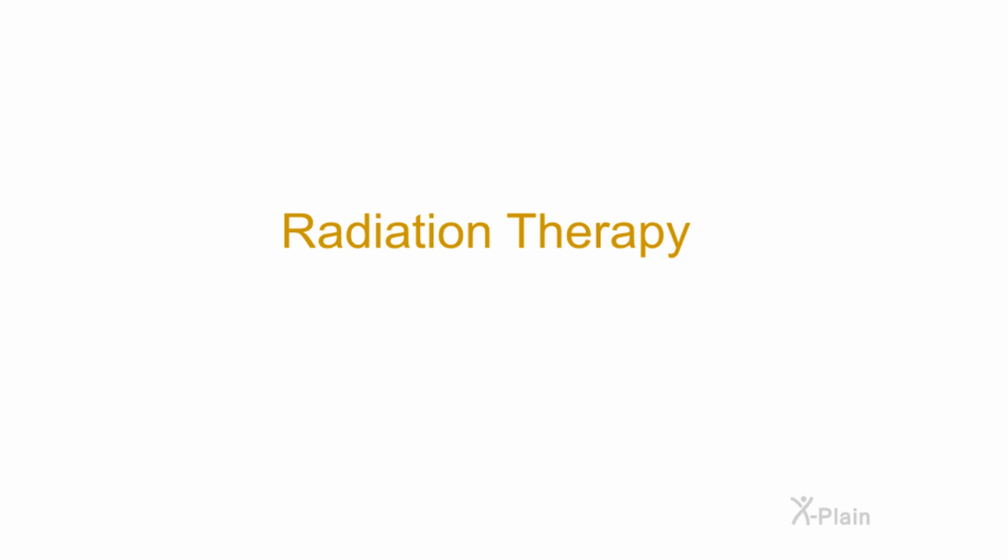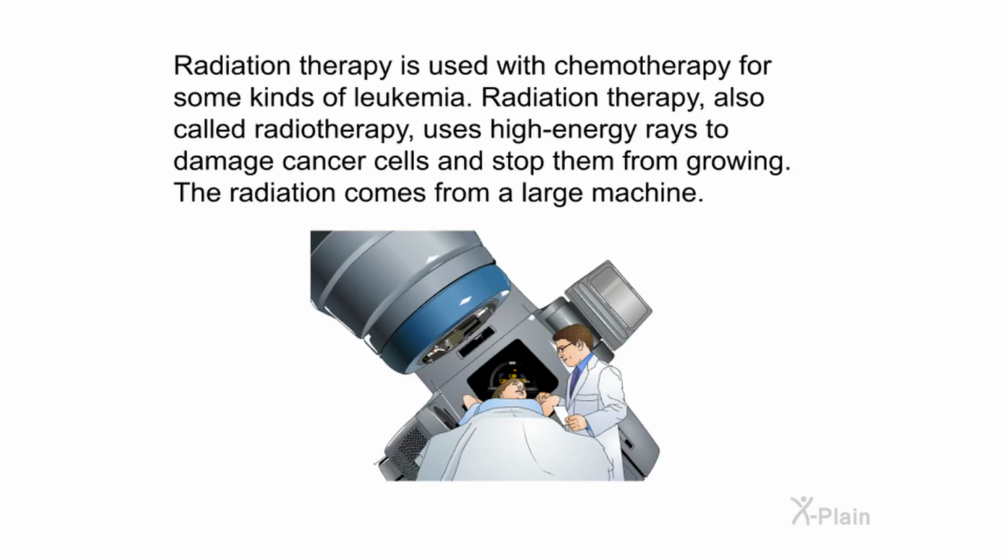Radiation therapy. Radiation therapy is used with chemotherapy for some kinds of leukemia. Radiation therapy, also called radiotherapy, uses high-energy rays to damage cancer cells and stop them from growing. The radiation comes from a large machine.